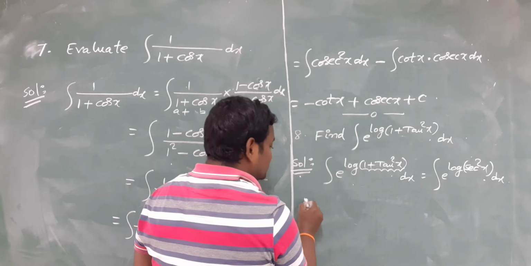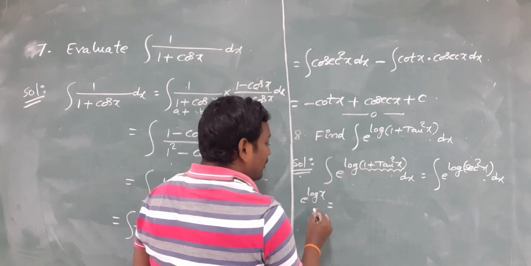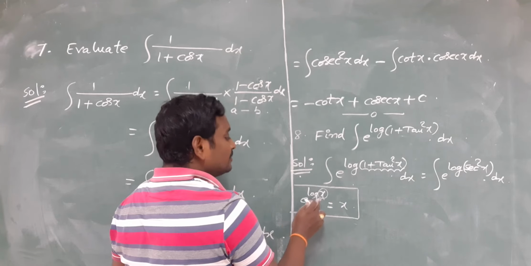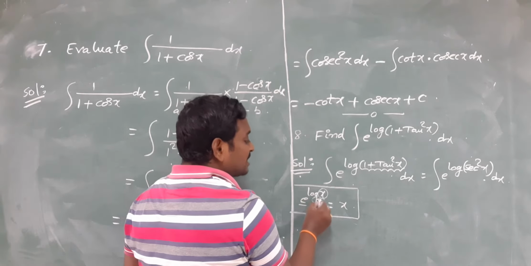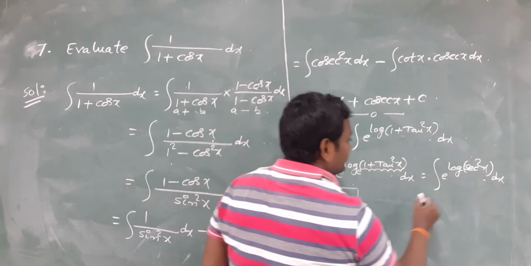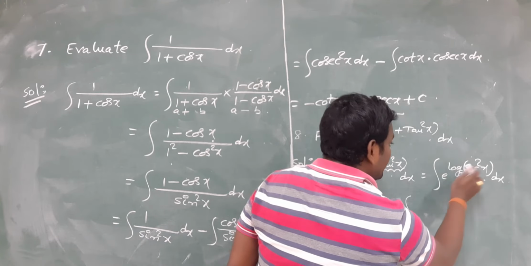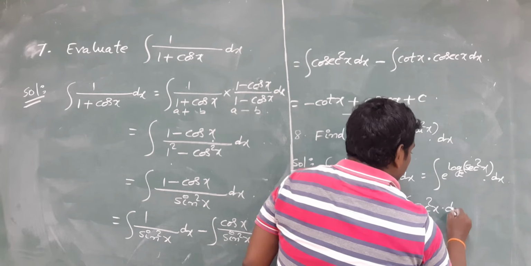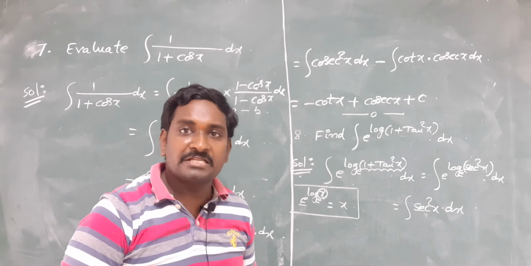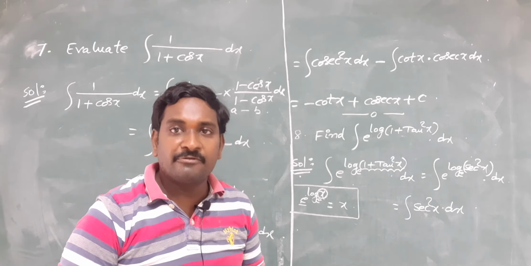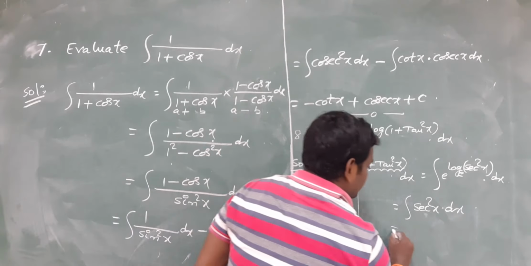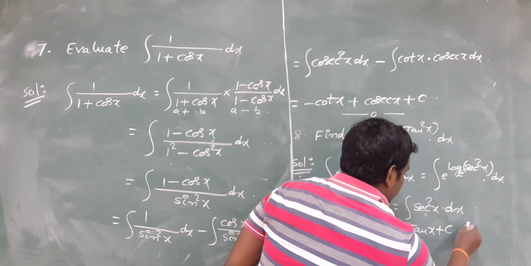From the properties of logarithmic functions, we have a property: e power log x to the base e is nothing but the x value. So the base and the base of the log both are the same, that's why you will get the result as x. Here also we have the base e, so the result should be secant square x. So what is the integration of secant square x? We have a direct formula, which is tan x, because the derivative of tan x is secant square. That's why reversely the integration of secant square x is tan x. So tan x plus c.